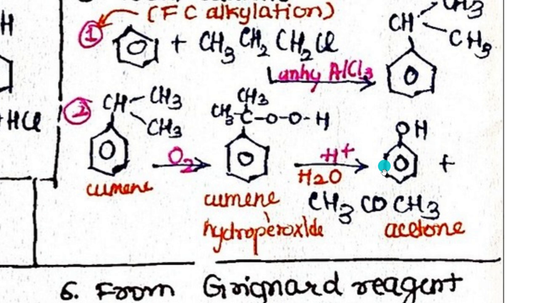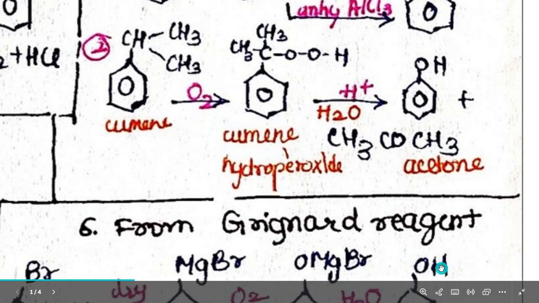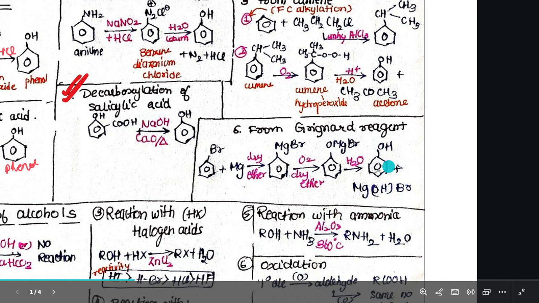This is cumene hydroperoxide, and this on acidification and reaction with water will give us phenol. Phenol plus CH3COCH3, which is acetone. It will also give us acetone. Now this is a very important commercial method because of the byproduct, which is acetone, right? So now coming to the next one, that is from Grignard reagent.